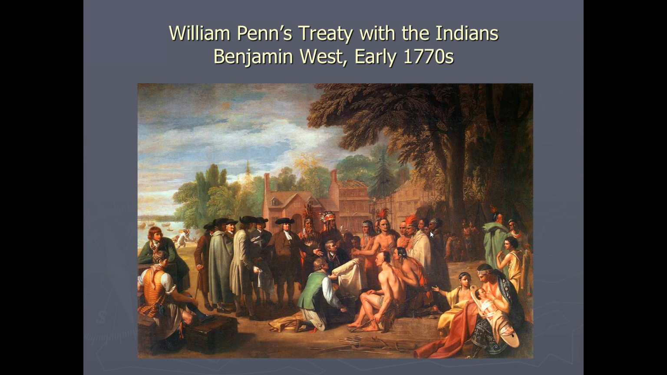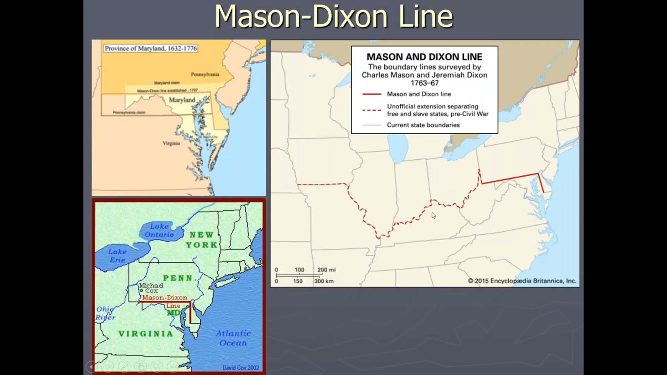Here is a painting by Benjamin West depicting William Penn. Where's he? He's right here. And you can see the Indians in a peaceful negotiation of trade. You can see them very docile, and you can see the civilization built in the background. So they're very accepting of each other.